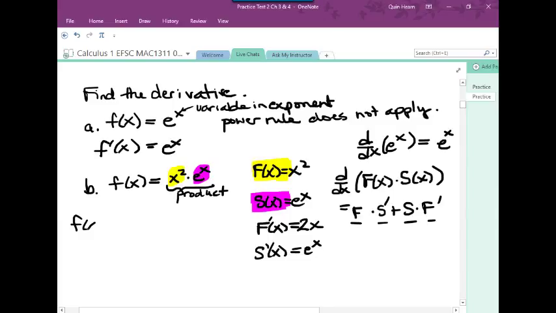So to find my derivative of little f, I need capital F times the derivative of S plus S, the second function, times the derivative of the first function, capital F. So let's just plug in these values here. So capital F of x is x squared. Derivative of the second function, S, is e to the x, plus S of x is e to the x, times f prime of x is 2x.